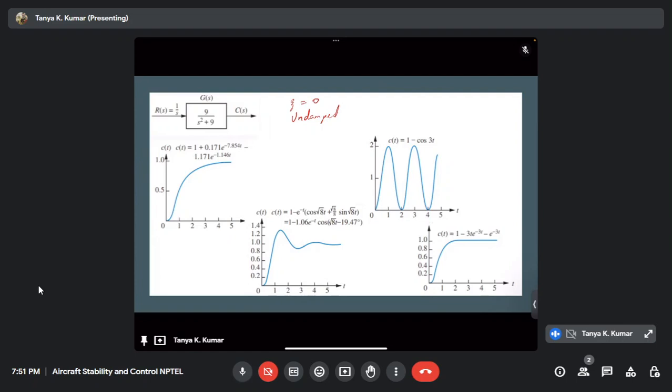So which of these graphs shows you undamped nature? This one, right? So it is not damping at all. It's continuing oscillations with the same amplitude. Correct? This again you will be able to solve using analytical method, but these are the simple methods.